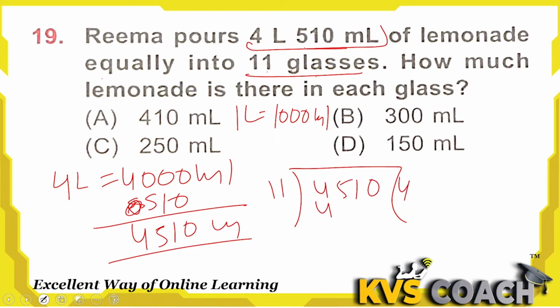11 fours are 44. 11 ones are 11. 0 is shifted here. So 410 ml will be in each glass. Okay, A is the right answer.